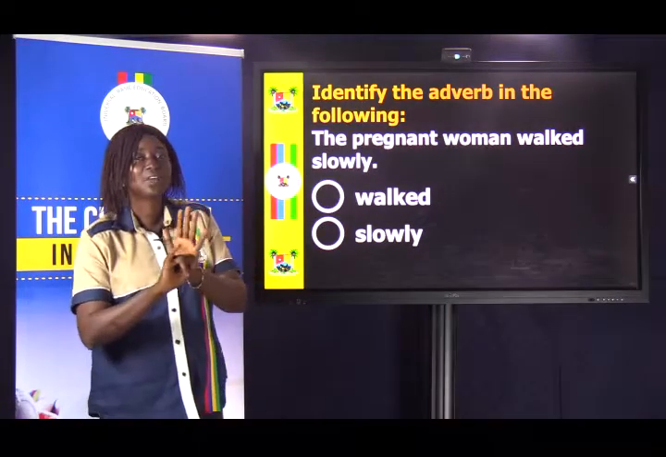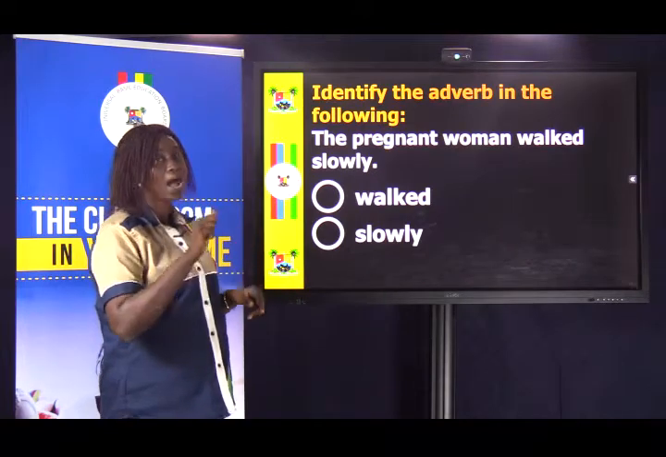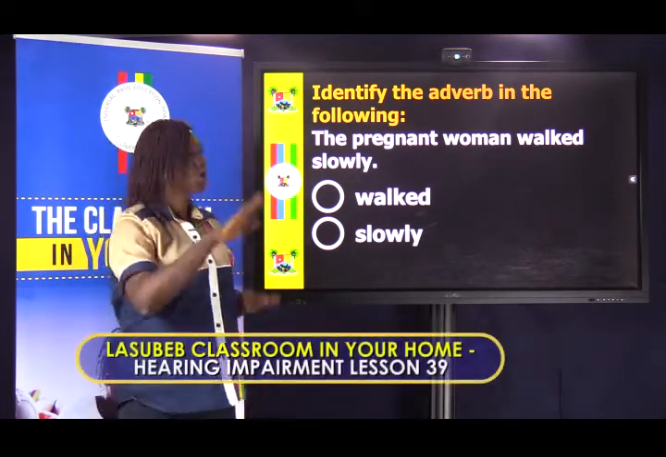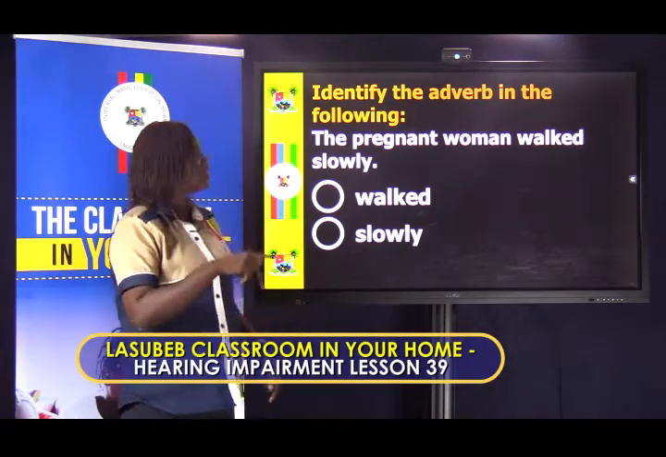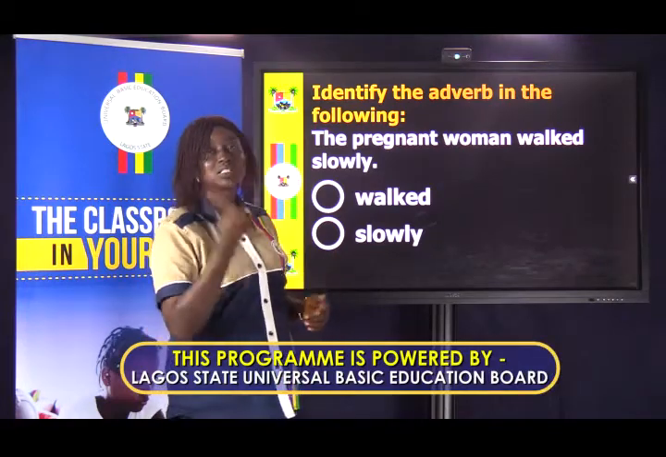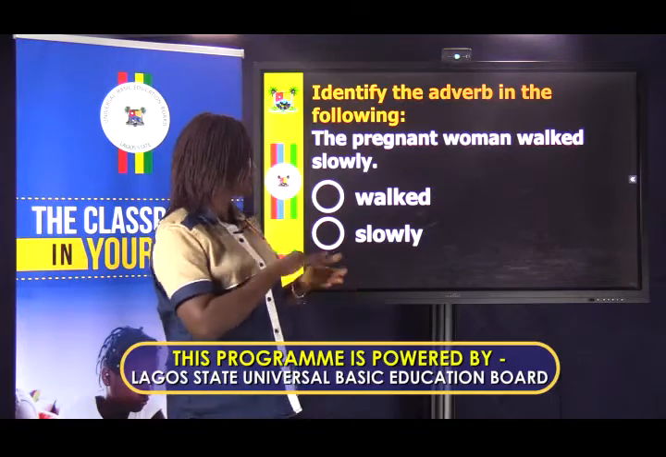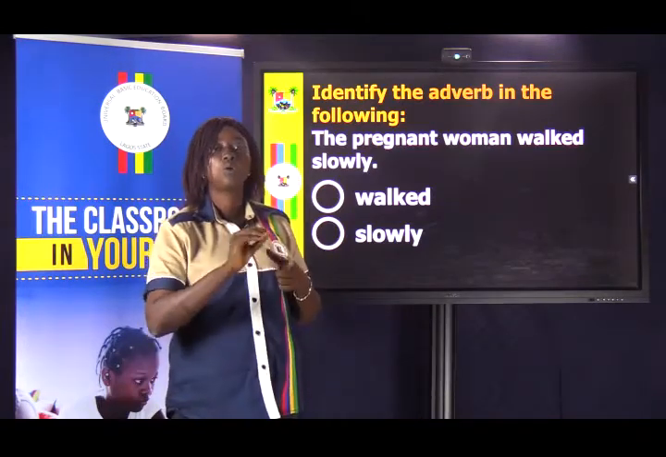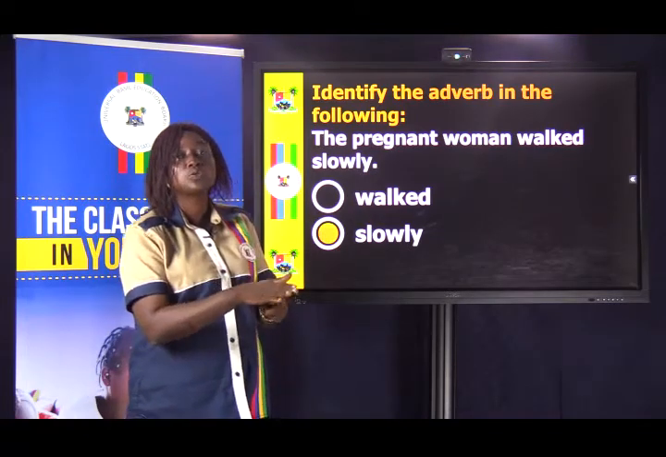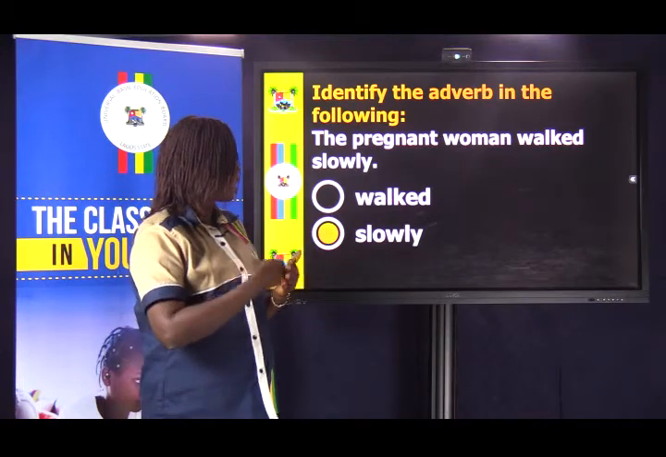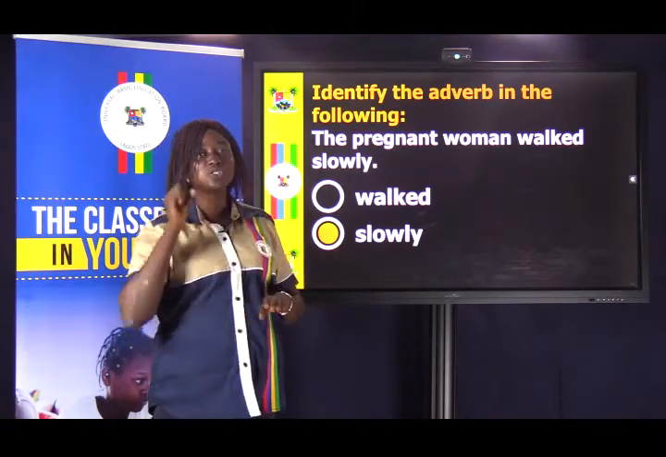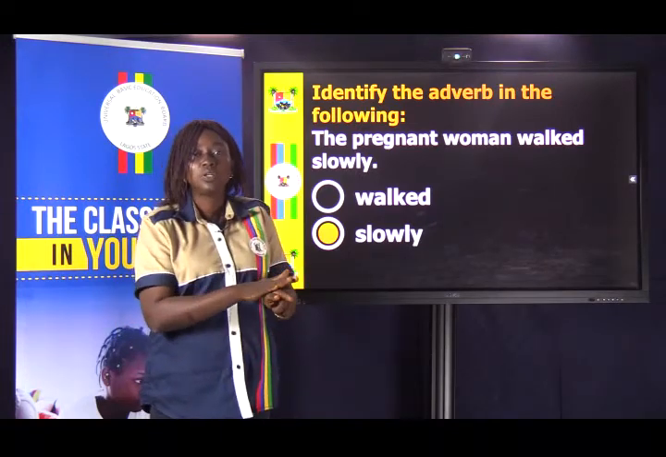Number two, identify. Now we want to identify the adverb in the following. Number one: the pregnant woman walked slowly. What is the adverb here? Is it walked or slowly? It is slowly. It tells us more about the verb. She walked slowly.